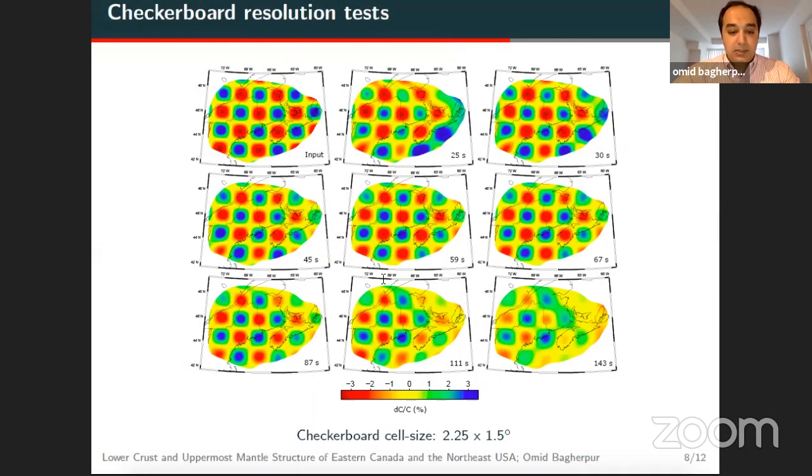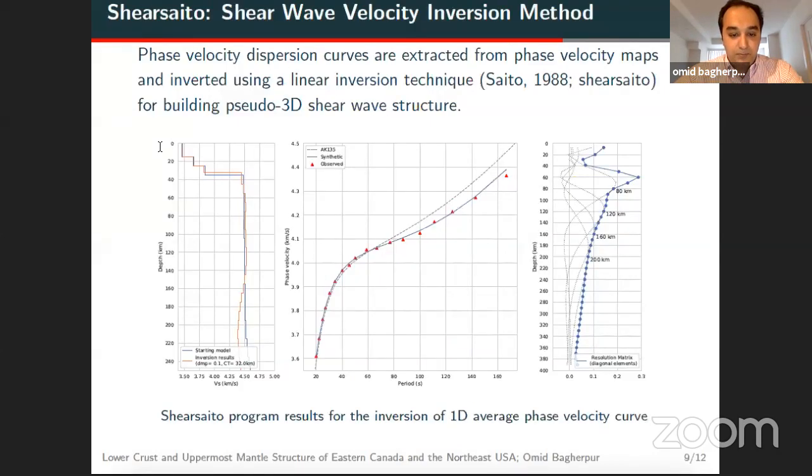So here's a famous checkerboard resolution test that we do after the tomography, which certifies the high resolving power of our method and data set. Basically, you make an input model like this, and you try to recover the same model by inverting the synthetic data that is generated based on the processed data set. And these maps are useful to check how well the geometry of features is recovered before giving any interpretation.